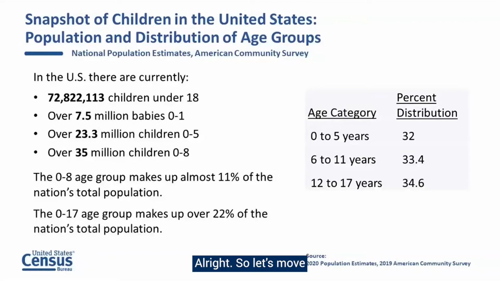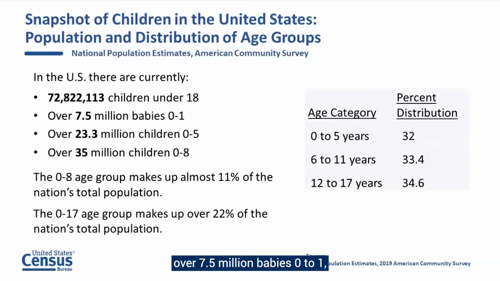All right, so let's move on to the topic of the day, which is data for children. And I thought we'd begin with a snapshot of U.S. children. In the United States, there are currently 72,822,113 children under 18. And I thought I would pull out the population numbers for several groups.